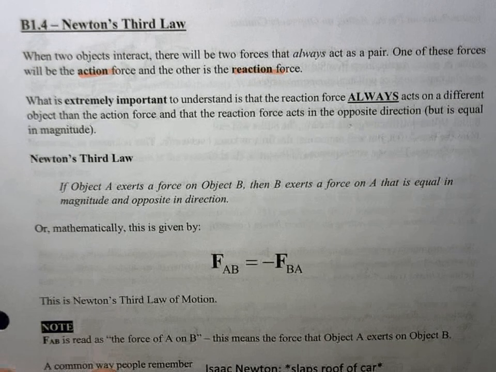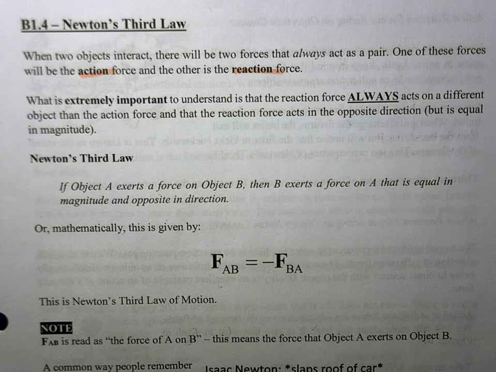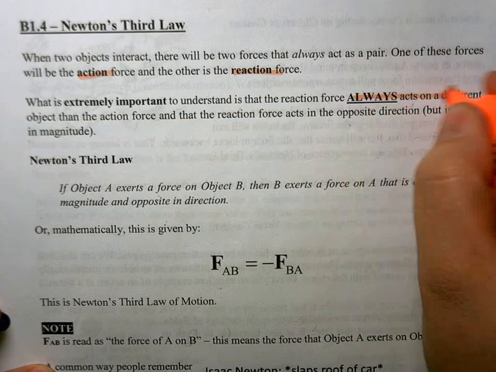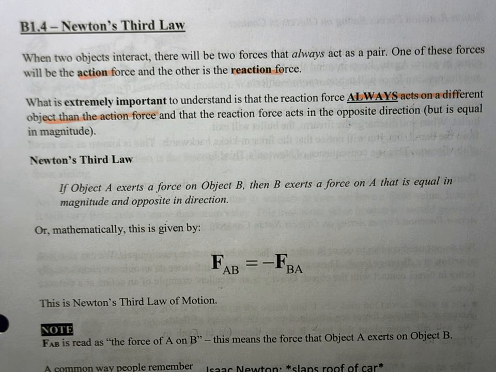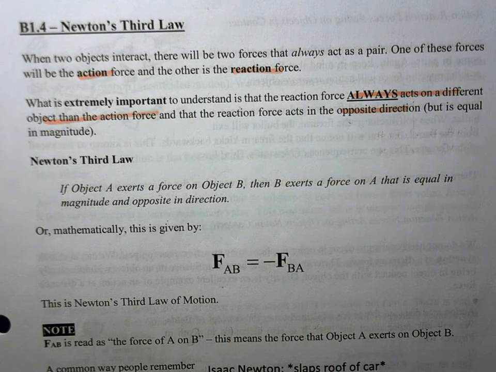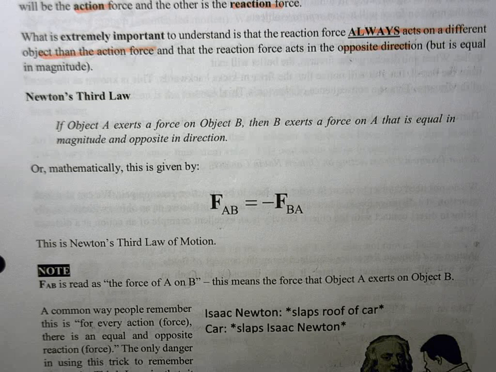When we're applying Newton's third law, it's a small detail, but it's really important. The reaction force always acts on a different object than the action force. So the reaction and action forces are not acting on the same object. If they did, nothing would actually happen. The action and reaction forces have the same magnitude, so the numerical value attached to them is the same. The key is that they're in opposite directions. This is basically the gist of Newton's third law.